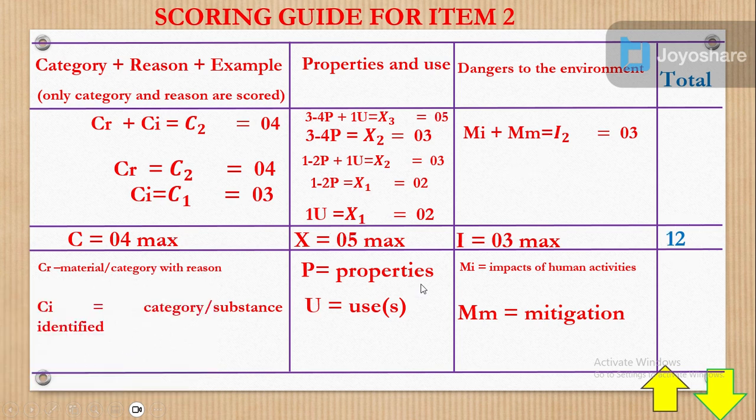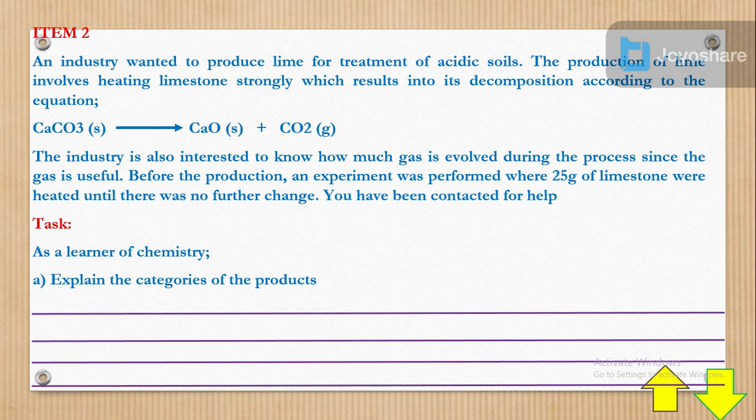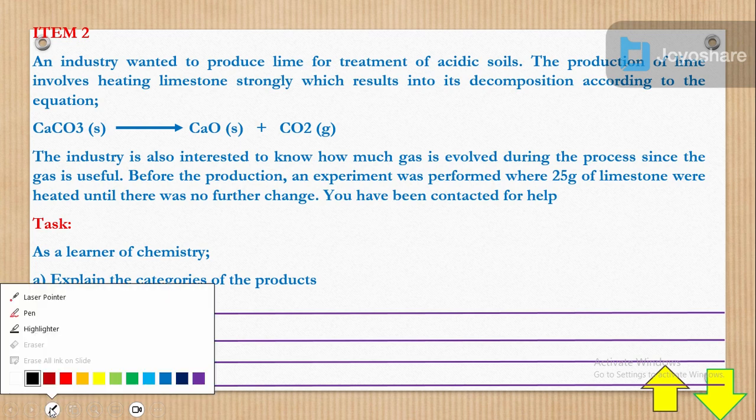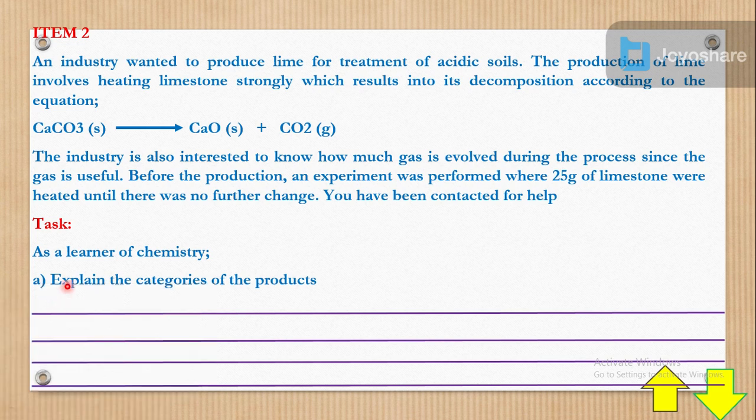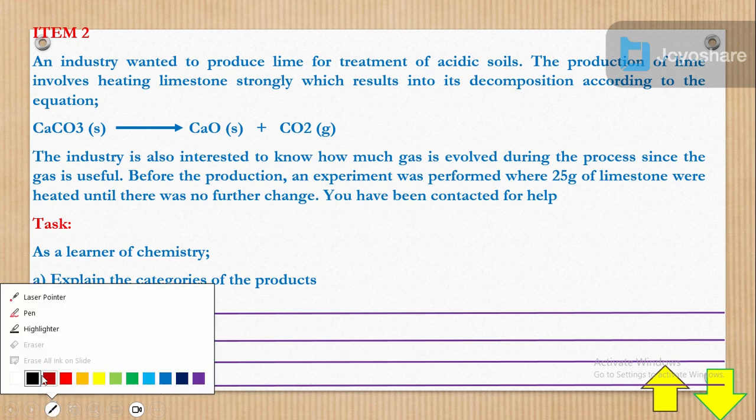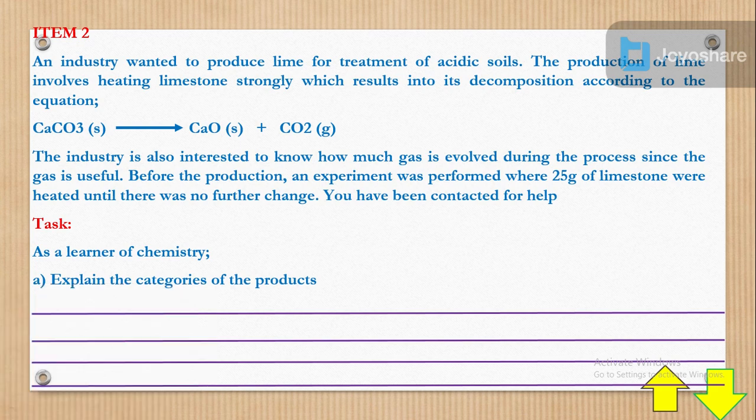Okay, let's now move to the next part. So let's go through this thing. Let me get this pen. So an industry wanted to produce lime. We would underline this word lime, to produce lime for treatment of acidic soils. The production of lime involves heating limestone strongly, which results in decomposition according to the equation.